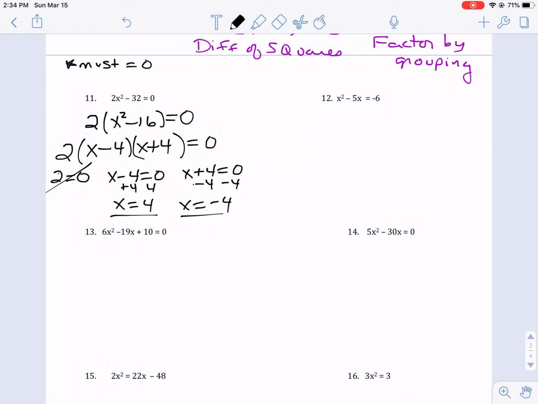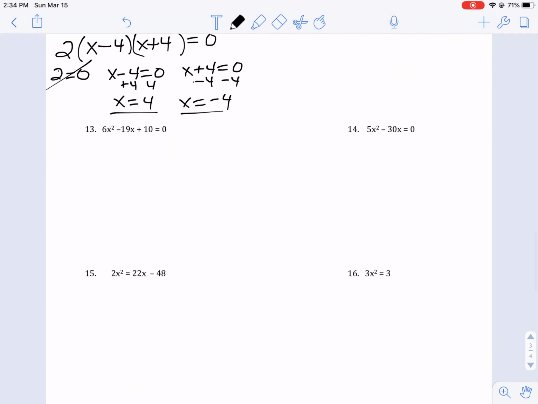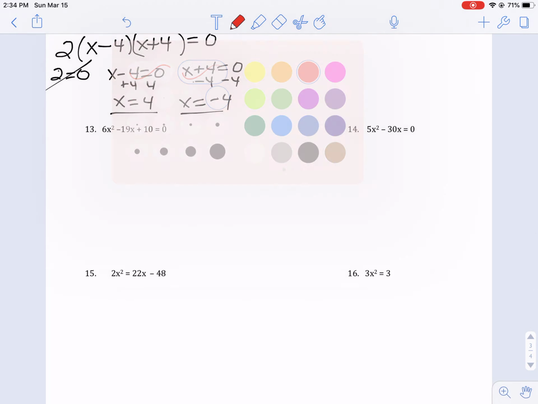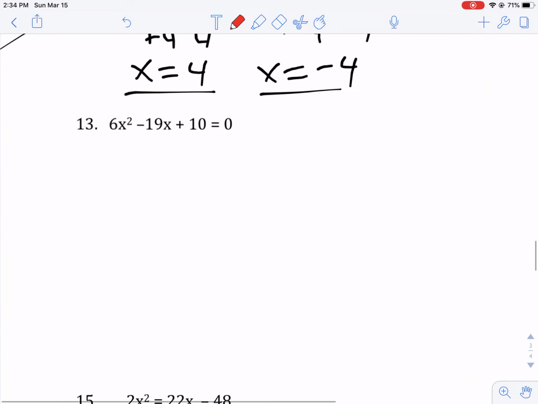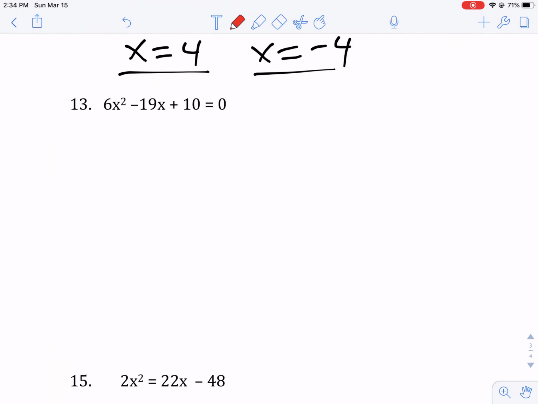All right. Yeah, let's do 13. So 13, again, everything is on one side. It's equal to 0. First thing I look for is a GCF. I can't think of anything that divides into 6 and 19 and 10. So I'm going to say, nope, there is no GCF. There are 3 terms, which means we're going to do factor by grouping. You can't even do the shortcut on this one anyway. So factor by grouping it is.